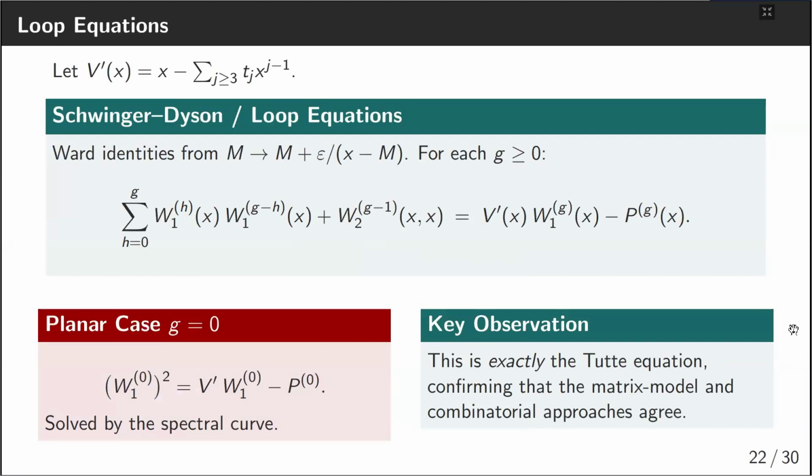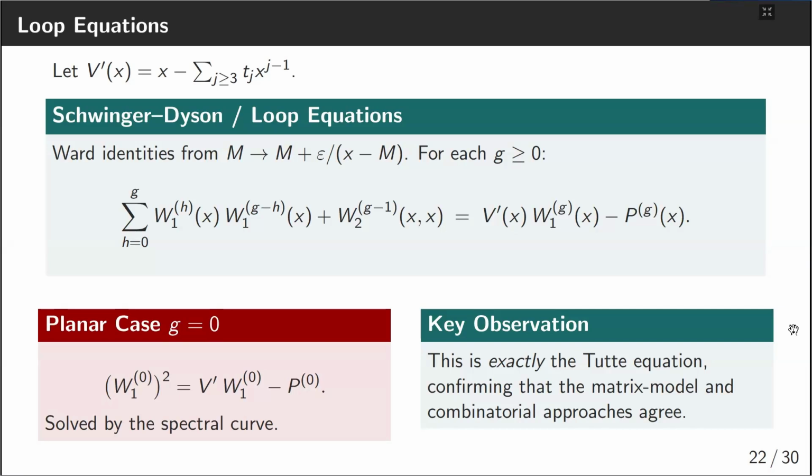So now we have a loop equation. We let V prime equal to this expression, and we have Ward identities. We'll see that this is exactly the Tutte equation. We're confirming that the matrix model and the combinatorial approaches agree. So we have the planar case, which we covered. It matches with the Tutte equation, and this is the spectral curve.